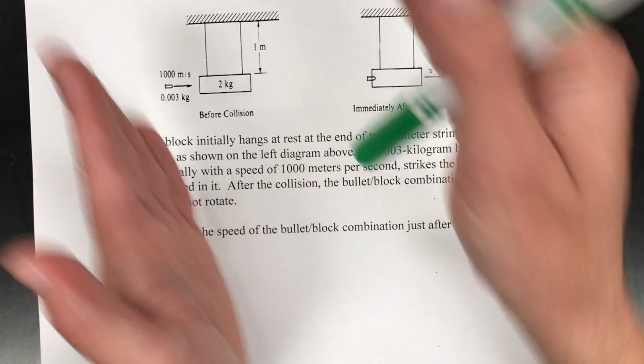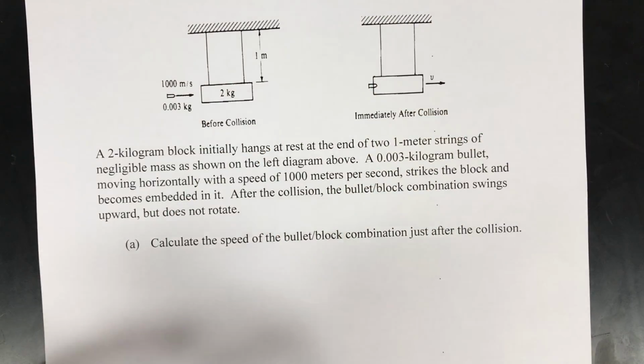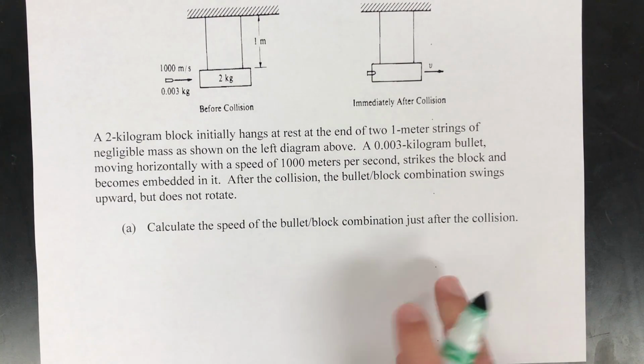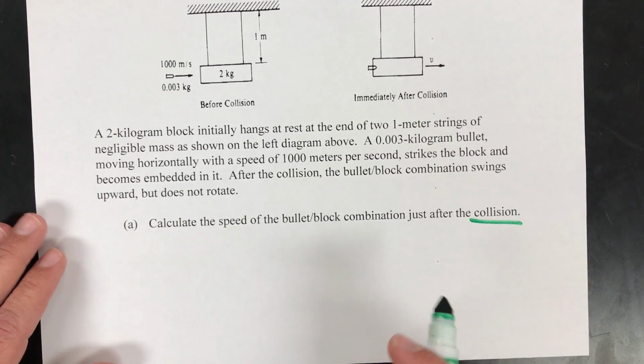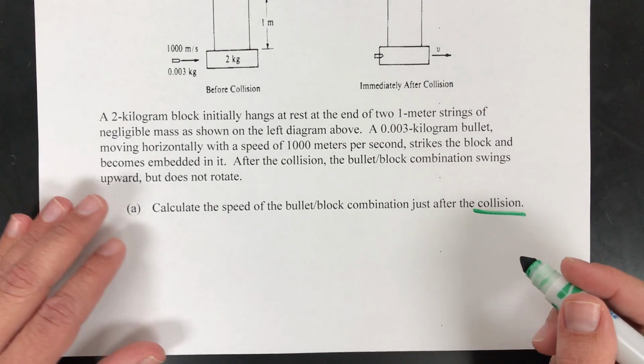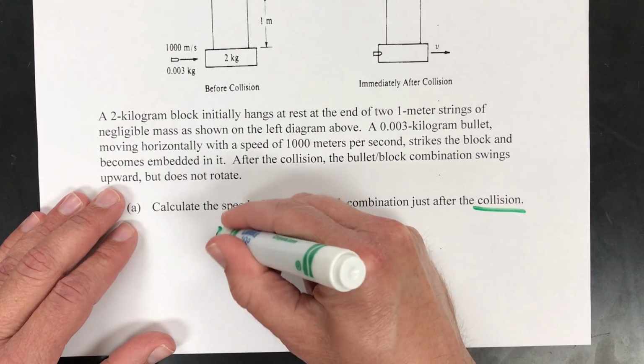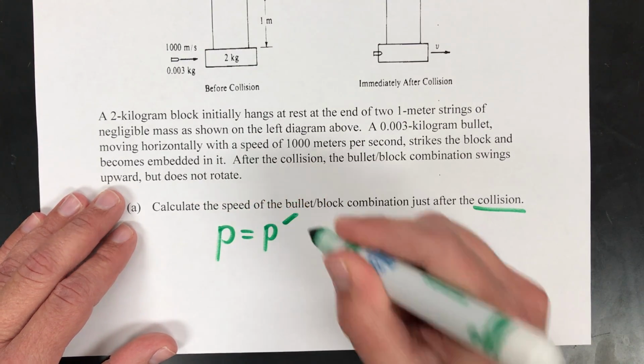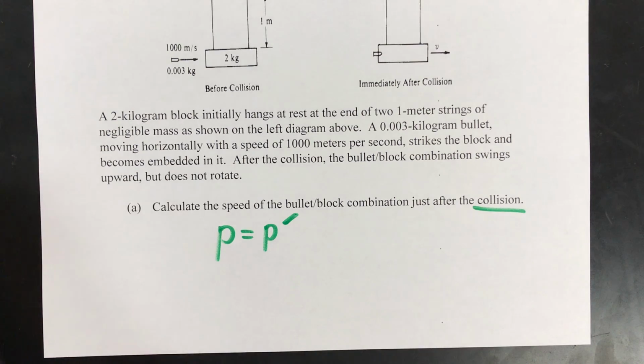So it doesn't twist like this at all. It just goes straight like that. So calculate the speed of the bullet block combination just after the collision. Collision, your key word here. Collision always means conservation of momentum. So we know that our momentum beforehand of our system is equal to our momentum afterwards.